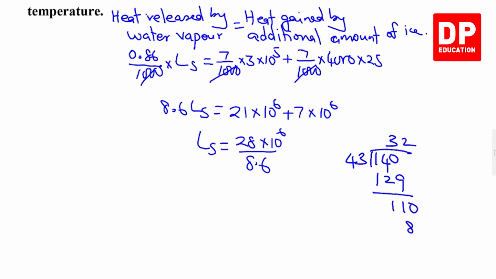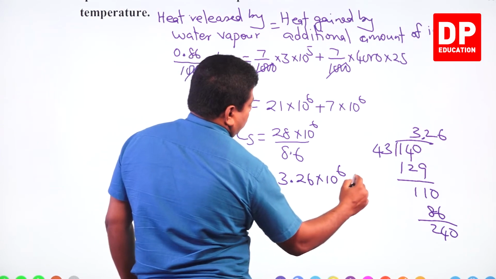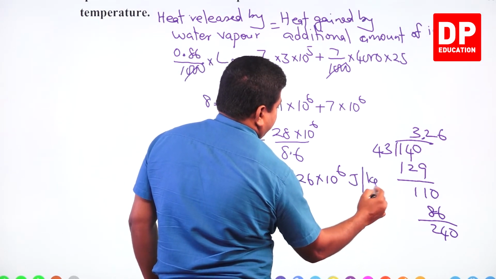2, 86. 24, 240. 240 is approximately 6. More than 5, it's close to 6. So I can say 3.26 into 10 to the power 6 joule per kilogram.